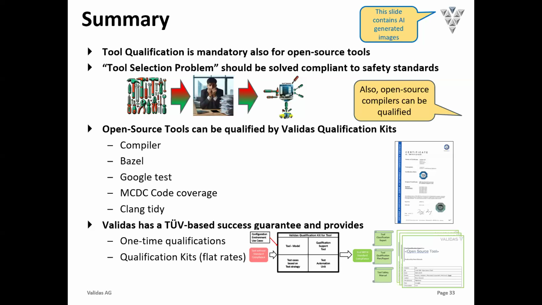So the summary is: tool qualification is mandatory. You can analyze the risk, a bit like an ASIL is done. And we have qualification kits with which you can qualify compilers together with SolidSense, Bazel, Google Test. MCDC code coverage is working for clang-based compilers and for GCC-based compilers. So you have the choice.